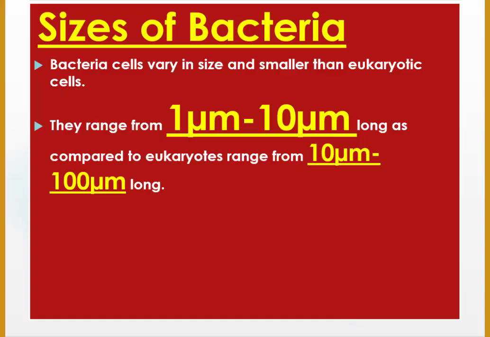When we see the size of bacteria, bacterial cells vary in size and are smaller than eukaryotic cells. Bacteria range from 1 micrometer to 10 micrometers long, as compared to eukaryotic cells that range from 10 micrometers to 100 micrometers.